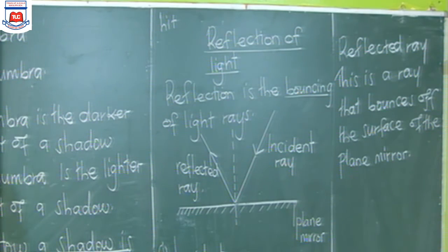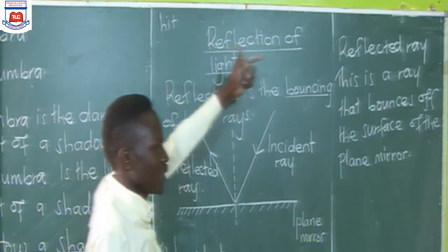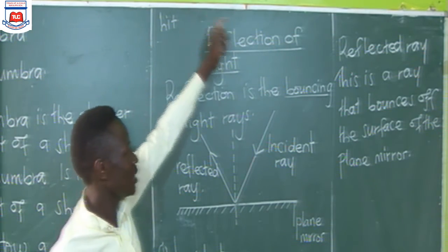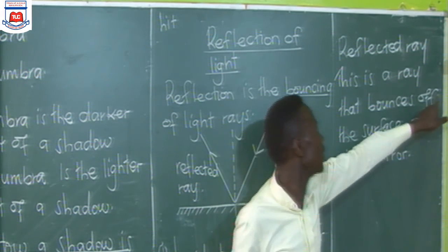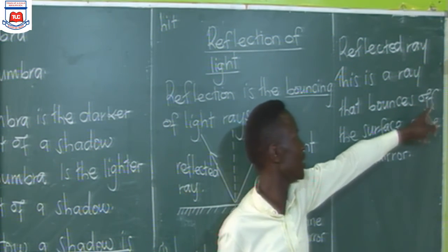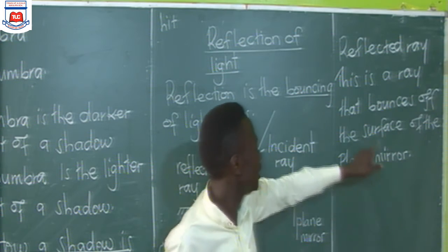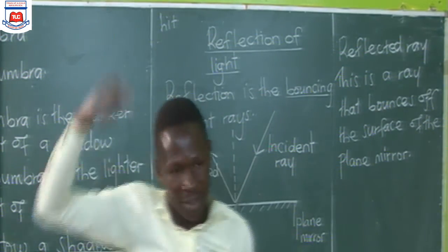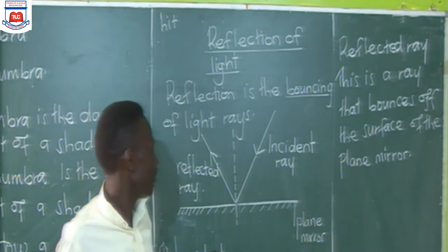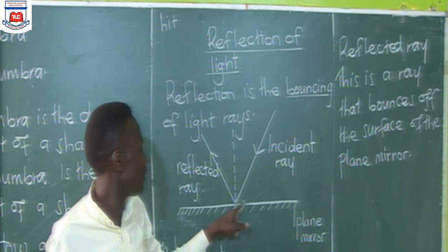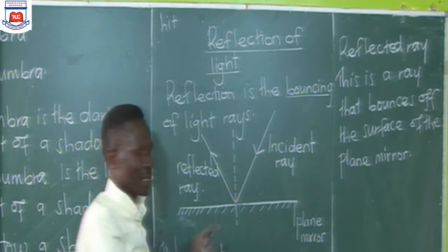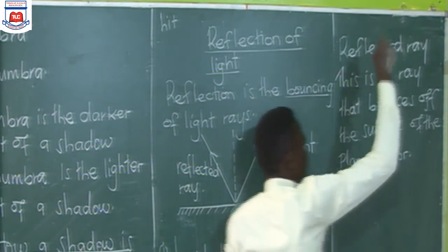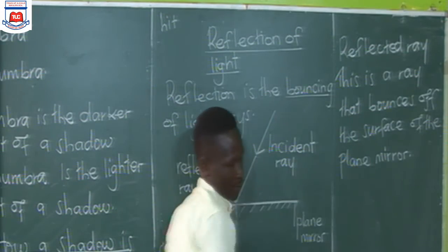We say this is a ray that bounces off, which is reflected or that goes back. Of course, off with a double F. It bounces off the surface of the plane mirror. It's a ray that goes back after the incident ray hits the surface of the plane mirror, then the reflected ray is created. So that's why I say the reflected ray is a ray that bounces off the surface of the plane mirror.